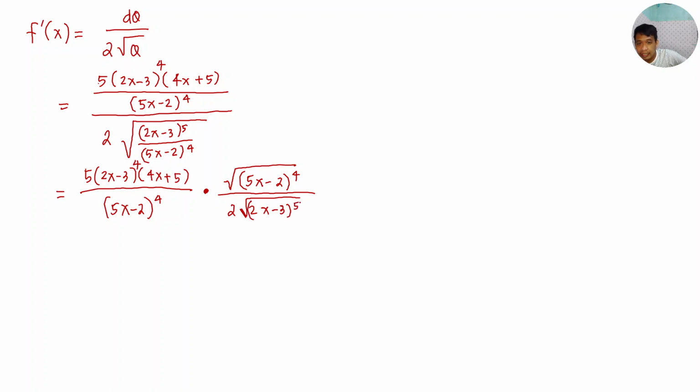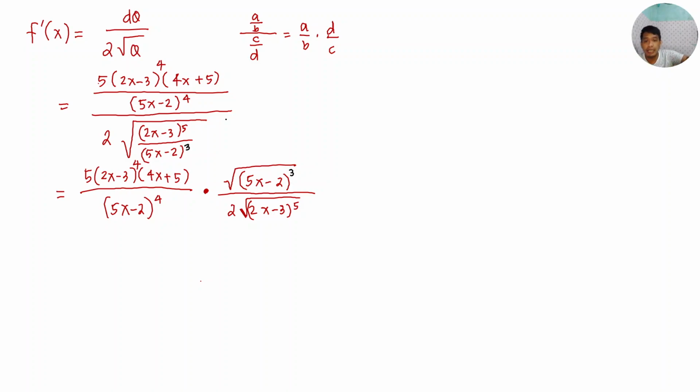Bakit naging ganyan? Kasi may rule tayo in division, a over b all over c over d can be written as a over b times the reciprocal of your denominator d over c. So since ang denominator natin ay 5x minus 2 to the fourth na naka-square root, is that 4? No, it's 3. It should be 3. So it should be 3 ang exponent.